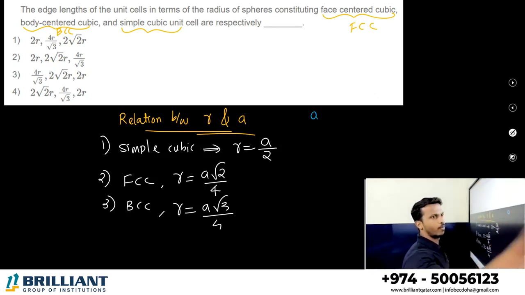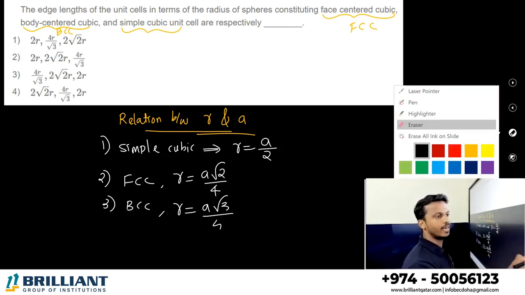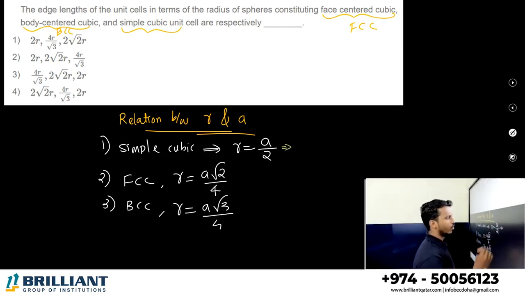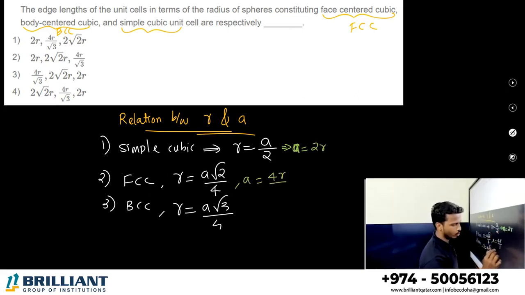R equal to A root 2 by 4. But because the options are given in terms of R, let me make it in terms of A. For simple cubic, A is equal to 2R. For FCC, A is equal to 4R by root 2. For BCC, A is equal to 4R by root 3. Correct.